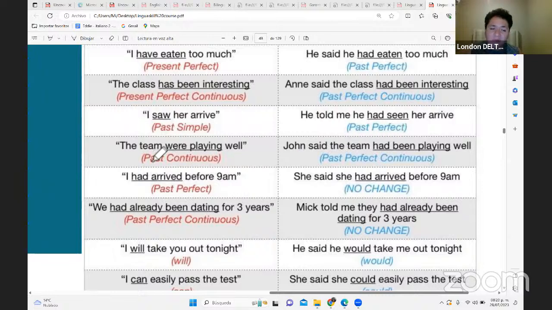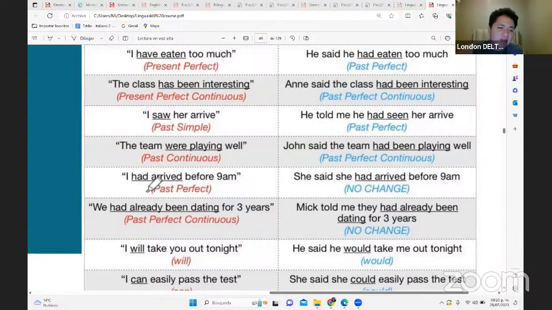Entonces aquí estoy diciendo el equipo estaba jugando bien. John dijo que el equipo había estado jugando bien. Right? Entonces el pasado del pasado continuo es el pasado perfecto continuo.